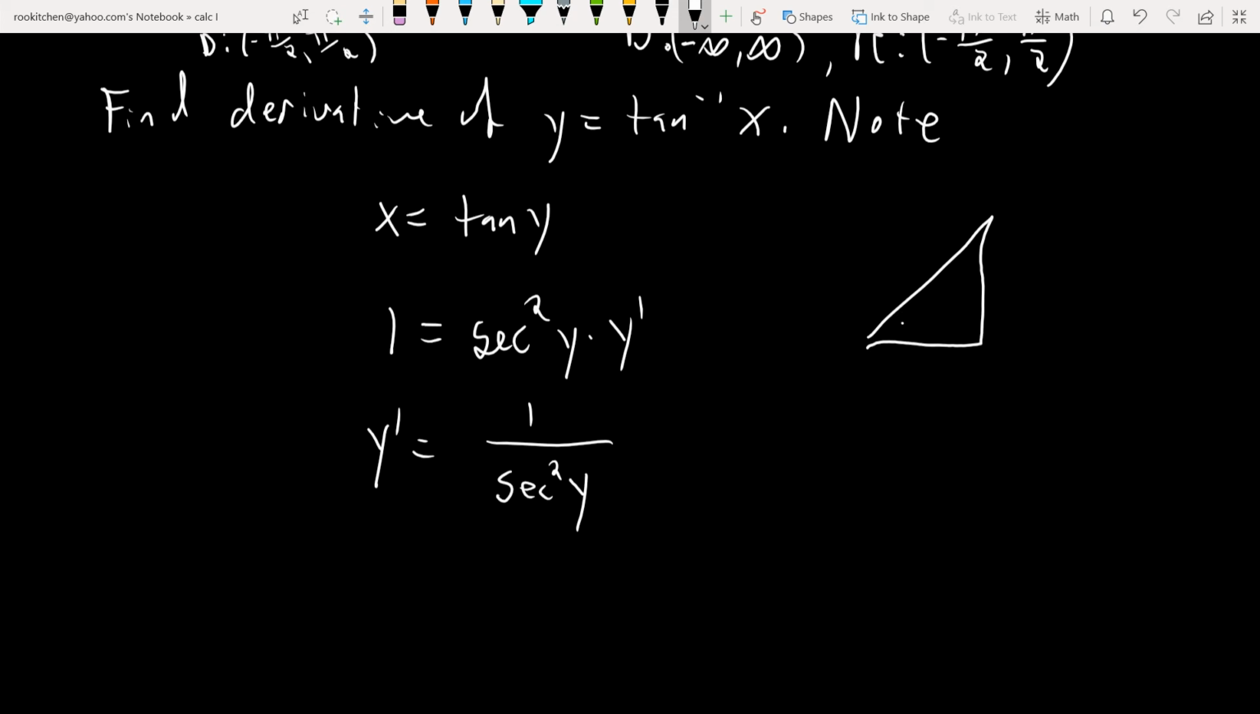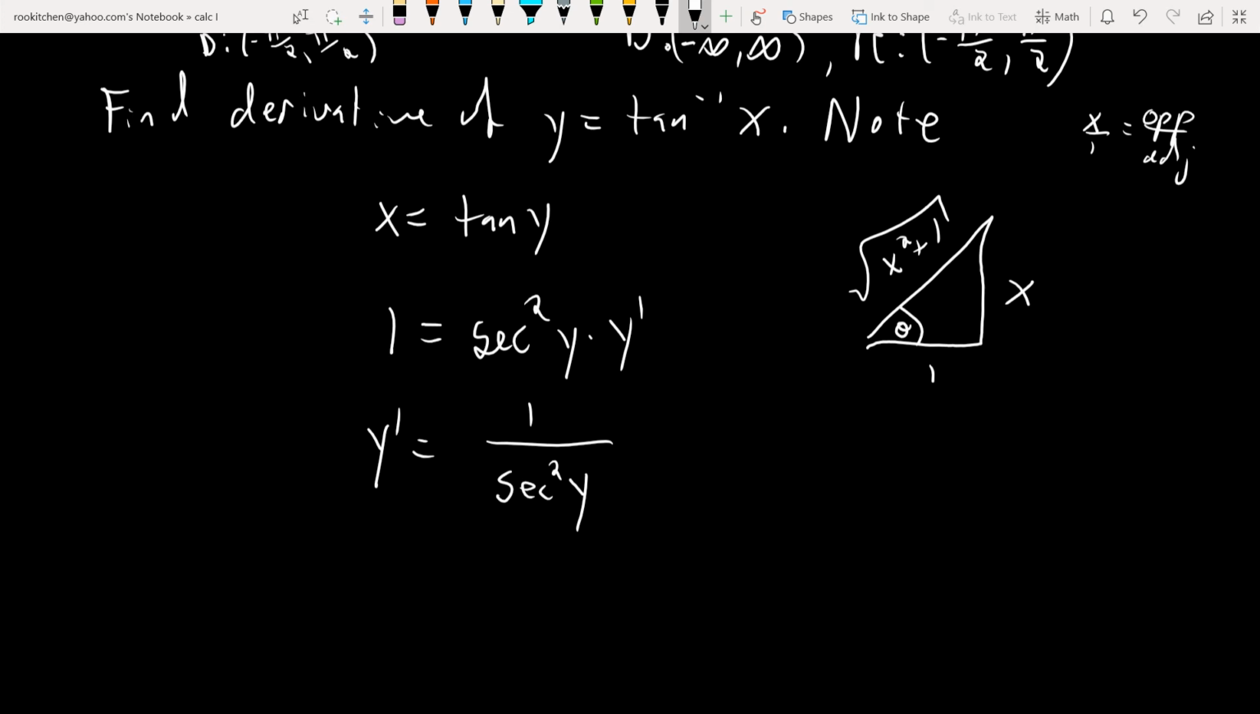So this is theta, and we had tan inverse of x. So x over 1 is equal to opposite over adjacent. So opposite is x, adjacent is 1, and the Pythagorean theorem will give us the third side: the square root of x squared plus 1 squared, or x squared plus 1.